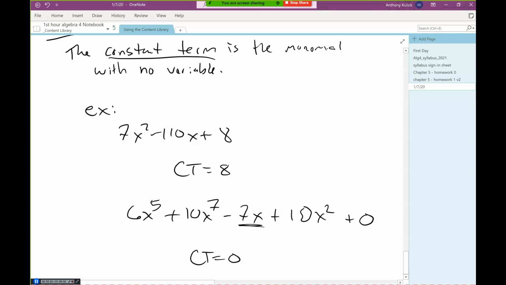Okay. So we've talked about what a monomial is, what a polynomial is, what the degree of a monomial is, what the degree of a polynomial is, a leading coefficient, a constant term. What we need to do now is talk about some naming conventions for polynomials.